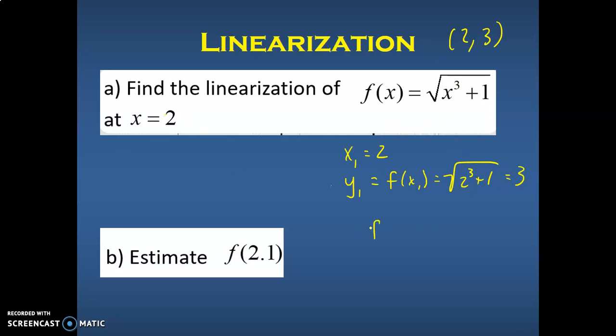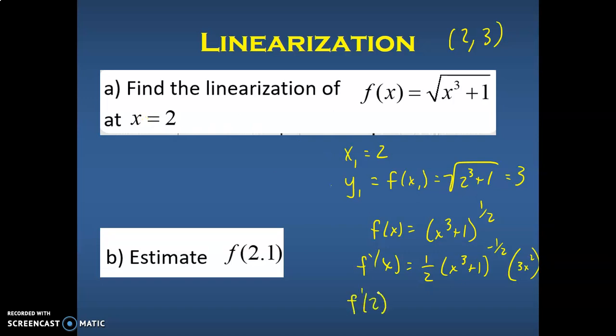So if f of x is equal to x cubed plus 1 to the 1/2 power, then f prime of x is equal to 1/2 times x cubed plus 1 to the negative 1/2 power, and then I need to make sure I multiply by the derivative of the inside function, so 3x squared. I want to know when x is 2, so let's plug in 2 right here. f prime of 2 is going to be 1/2 times 2 cubed plus 1 to the negative 1/2 times 3 times 2 squared. So 2 cubed plus 1, that's 9.